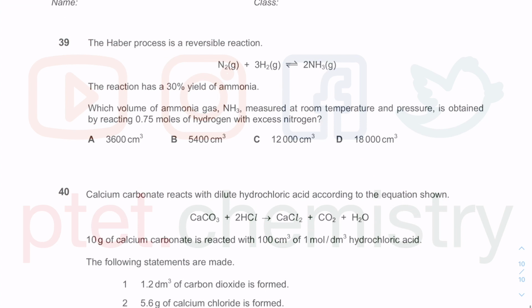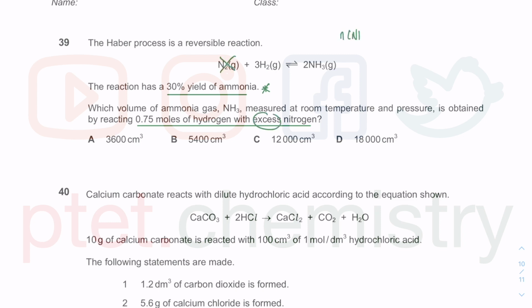Question 39, so getting to the end now. So this reaction has a 30% yield. So this means if 1 mole reacts with 3 mole, you expect to get 2 mole. But what happens is you only get 30% of 2 mole because 30% yield is reality here. So what volume of ammonia gas is obtained when you react this much with excess nitrogen? So nitrogen is not useful because it's in excess.